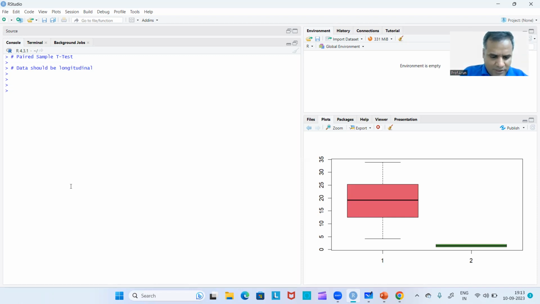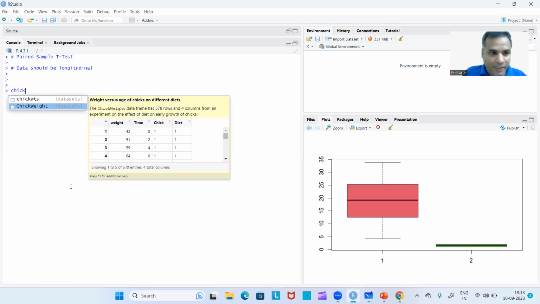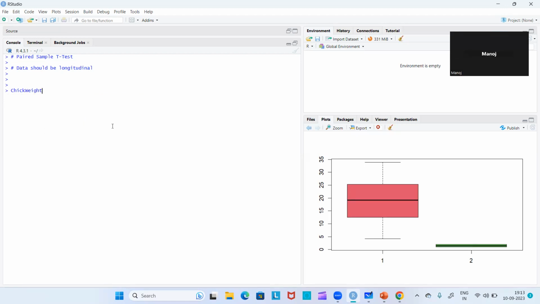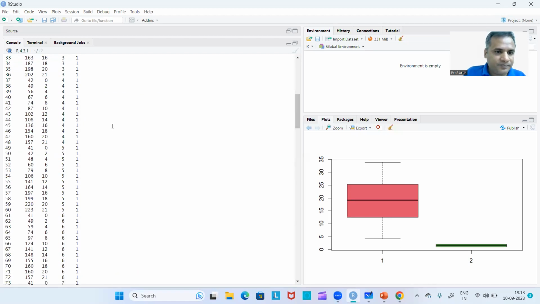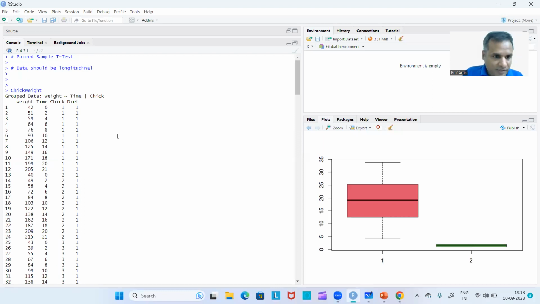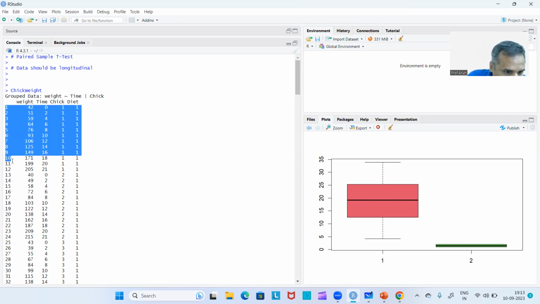See, I'll show you this. Did I talk about this chick-weight data? Neha, just pay attention, perhaps it might interest you. Manoj ji, you also pay attention. See this chick-weight data. It is from 1 to 12. This is the same chick.